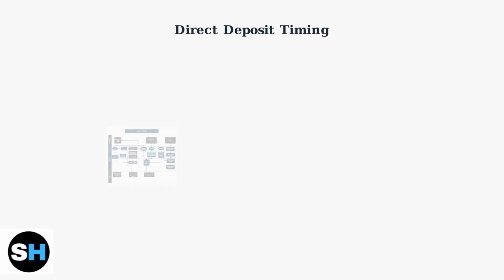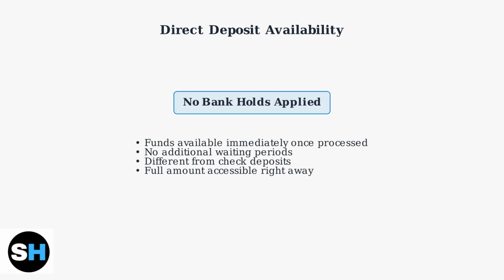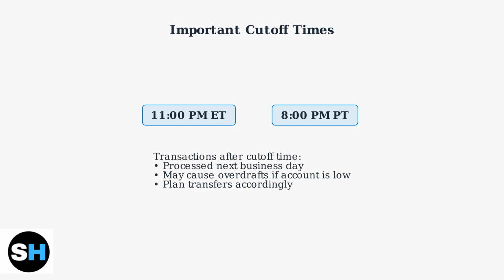Direct deposits typically take 1 to 3 business days to appear in your Chase account. For payroll deposits specifically, they often arrive at midnight on your designated payday, giving you immediate access to your funds. Unlike check deposits, direct deposits are generally not subject to bank holds. This means once your direct deposit is available in your account, you can use the funds immediately without waiting for additional clearance periods.